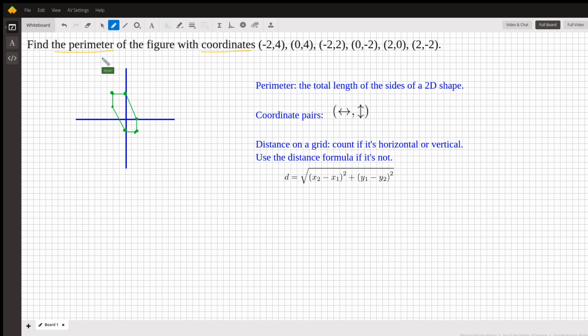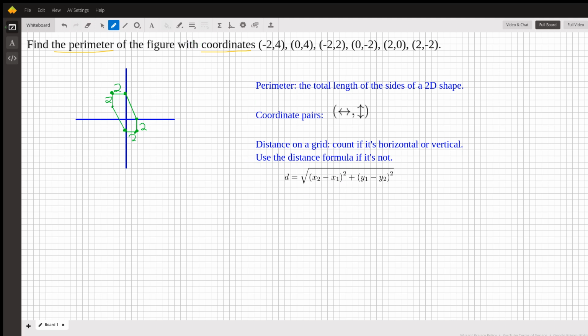Now, some of them are horizontal and vertical, so I can just count those. How many skips between these two? Well, 1, 2, so that's got a length of 2. Similarly, all of these horizontal and vertical sections have a distance of 2. To get this diagonal distance, I'm going to want to use the distance formula.